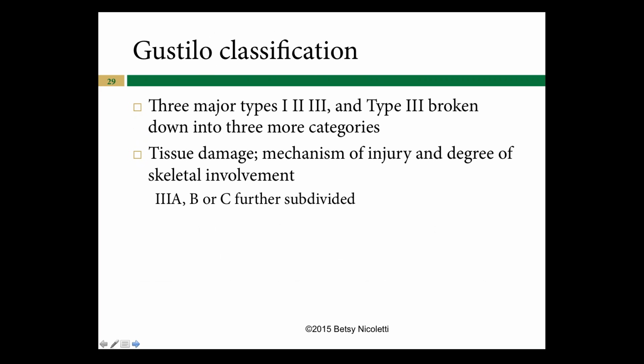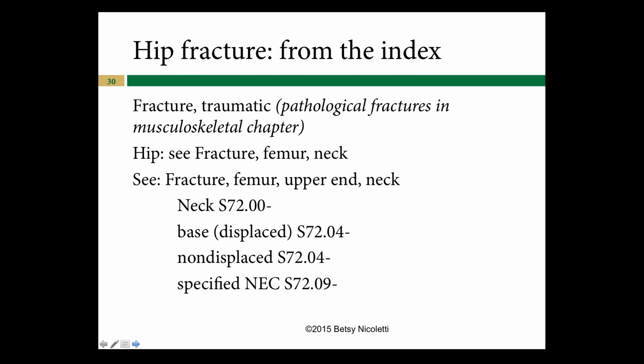So here, I'm going to pretend I've gotten an encounter form from a clinician, and it said hip fracture on it. I'm going to go to my index if I'm working in a book, and look up fracture. The first thing is, just like in ICD-9, you have to differentiate between a pathological fracture and a traumatic fracture. The pathological fractures are in the musculoskeletal chapter. When I go to hip fracture, it says hip, see fracture, femur, neck. And when I go to fracture, femur, neck, it says see fracture, femur, upper end, neck. You'd think it could have sent me there right away. Then it gives me some codes to tell me where to go in the tabular listing.